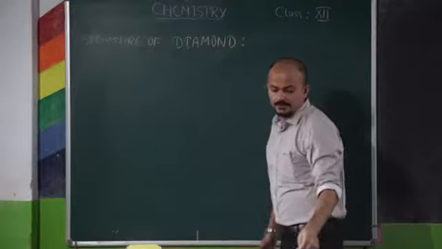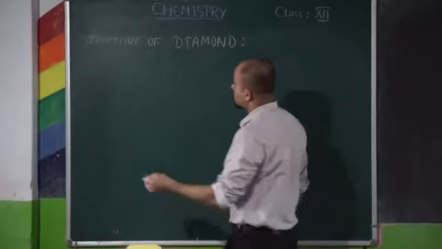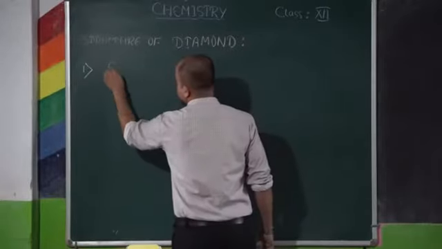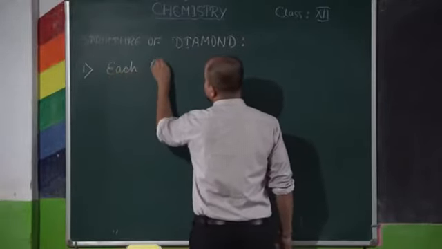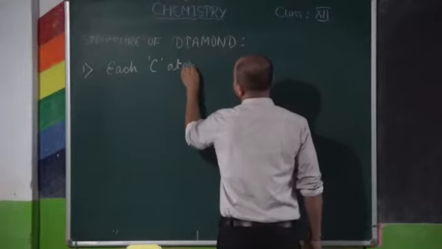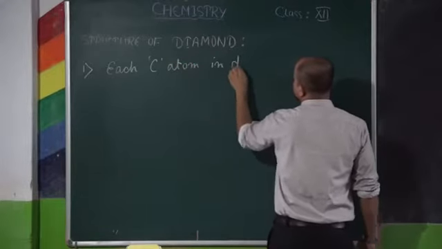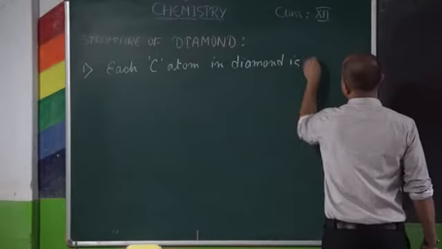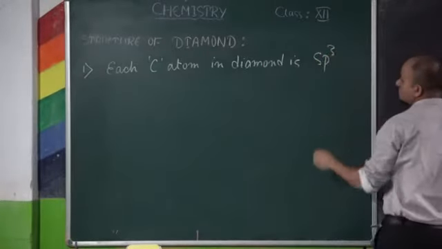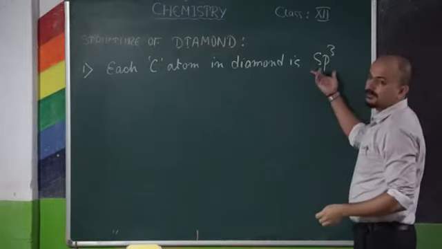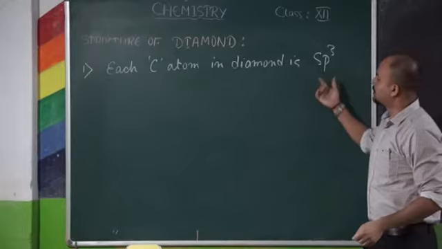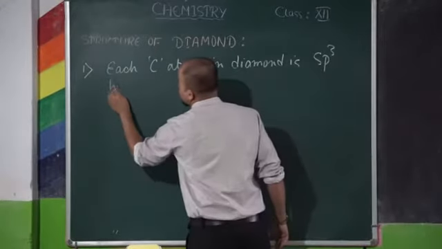Now here you know much more about diamond. Listen. Each carbon atom in diamond is sp3 hybridized. I have taught you about hybridization. Wherever there is a single bond, then it's what? sp3 hybridized.